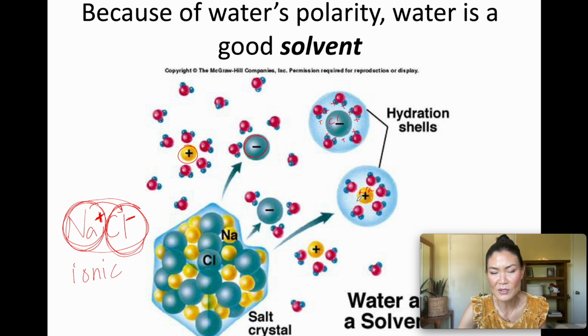And notice what's surrounding the sodium ion? It's the negatively charged oxygens. They're the ones that are attracted to the positively charged sodium ion. Okay, so eventually this salt crystal is going to be completely dissolved. Each ion is going to be surrounded by water molecules, and that's how it dissolves. That's why we say water is a good solvent, because water can take apart all of the ions that make up the salt crystal. Okay, I hope that makes sense.